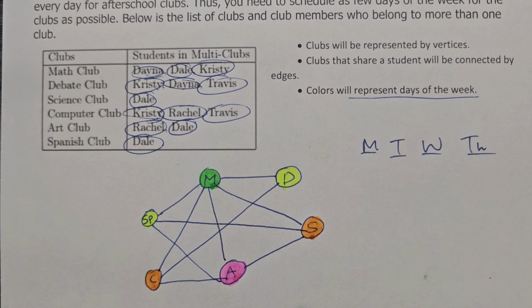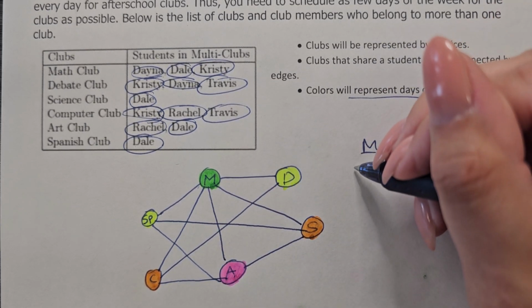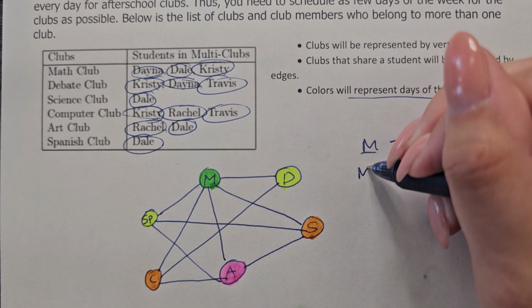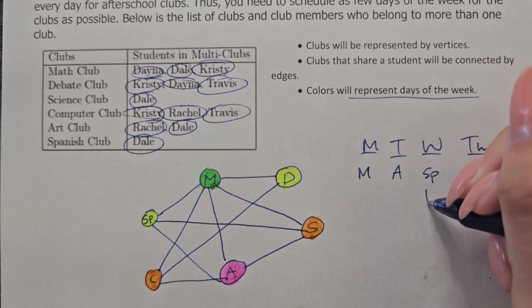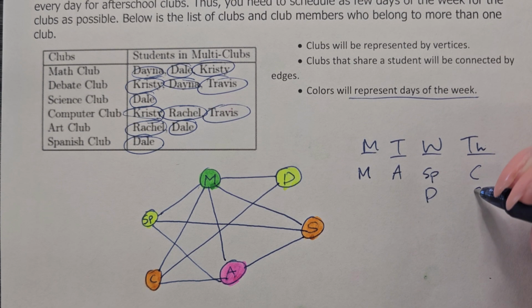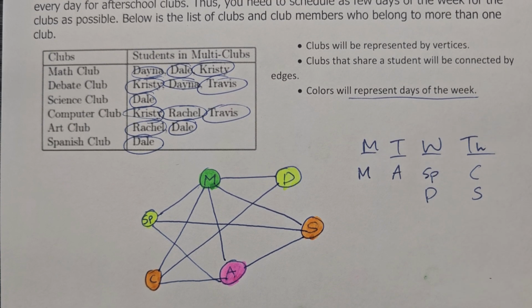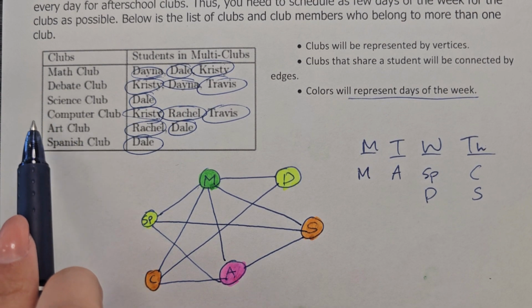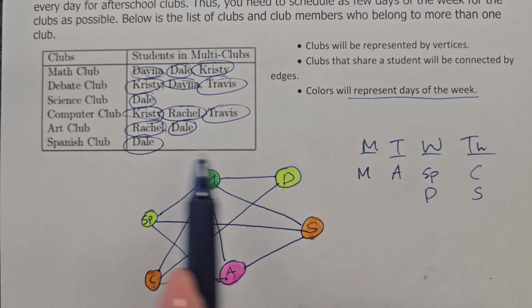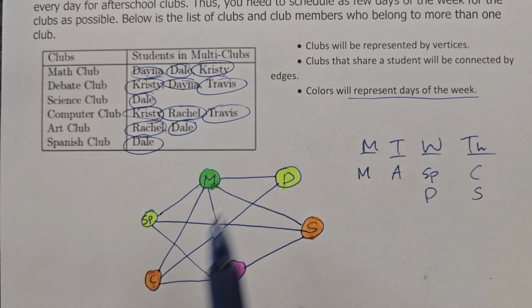Most people probably wouldn't want to go to an after-school club on a Friday. So then we would just have to say, okay, math would go on one day, art could go on one day, and then it's okay to have Spanish and debate go together, or computer and science go together. So however you want to create that schedule. But just make sure that for sure there's no people that have the same Spanish and debate. Nope, Dale, okay. And then just being careful with those connections.